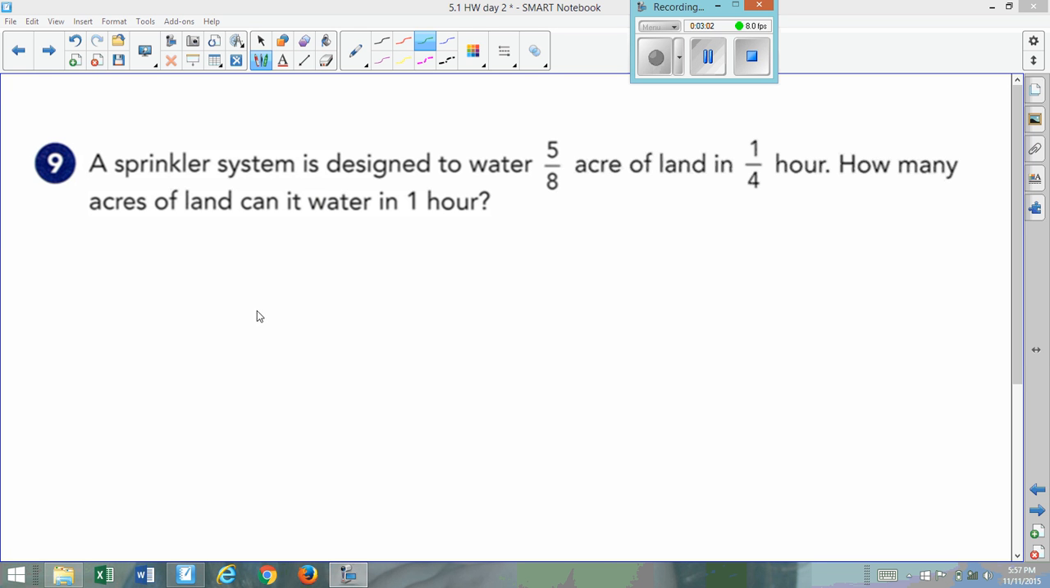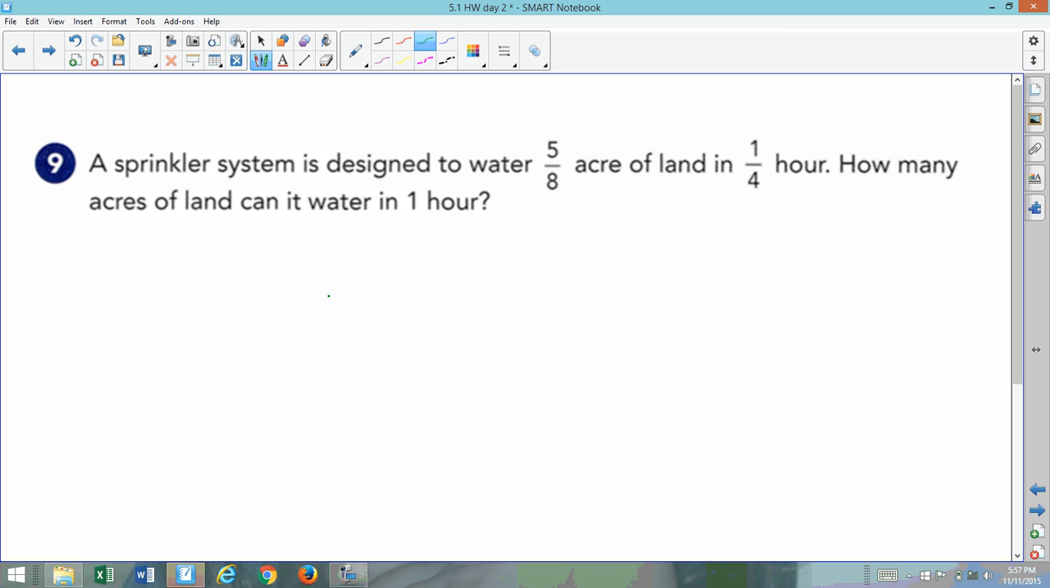Okay, sprinkler system is designed to water 5/8 of an acre in 1/4 of an hour. How many acres in 1 hour? So we have 5/8 acre per 1/4 hour. That equals how many in 1 hour? Make sure our labels match up, acre to acre, hour to hour.